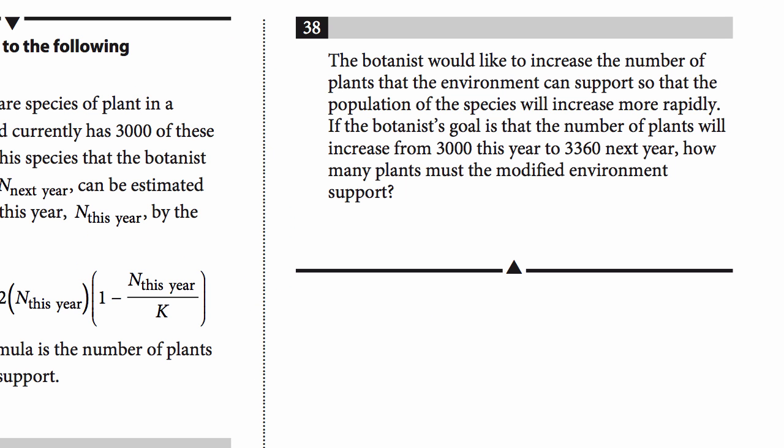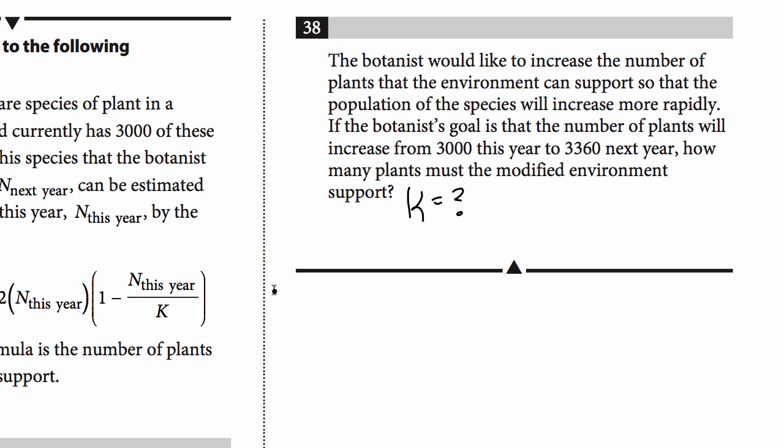All right, number 38. This one says the botanist would like to increase the number of plants that the environment can support so that the population of the species will increase more rapidly. If the botanist's goal is that the number of plants will increase from 3,000 this year to 3,360 next year, how many plants must the modified environment support? So when they write modified environment, they just want you to find the K value.